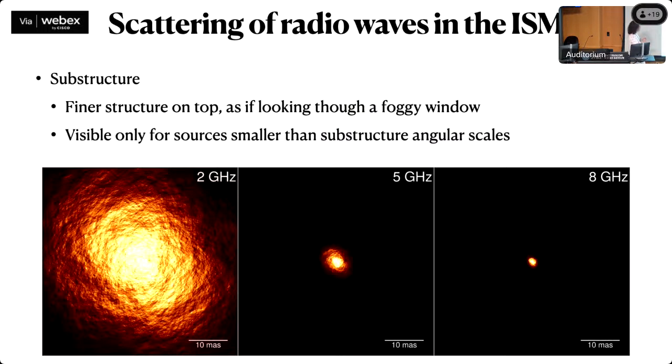As for substructure, these are kind of like ripples on top. They are similar in nature to what you can see through fog or a foggy window, and they are also visible only for small sources. The source's intrinsic size needs to be smaller than the typical scale of these ripples.